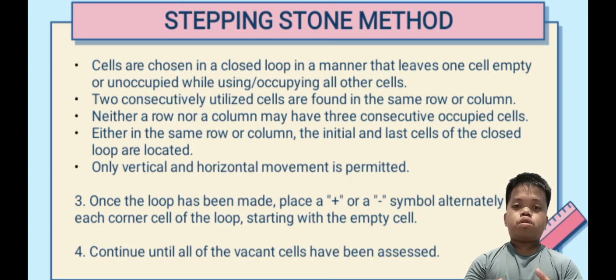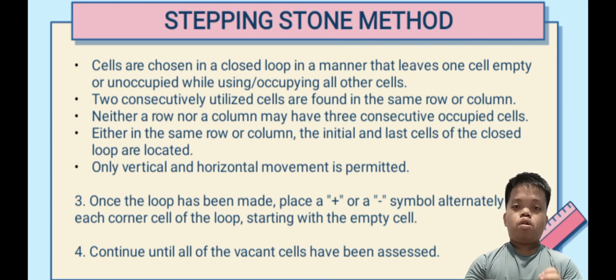First, cells are chosen in a closed loop in a manner that leaves one cell empty or unoccupied while using or occupying all other cells. Second, 2 consecutively utilized cells are found in the same row or column. Neither a row nor a column may have 3 consecutive occupied cells.